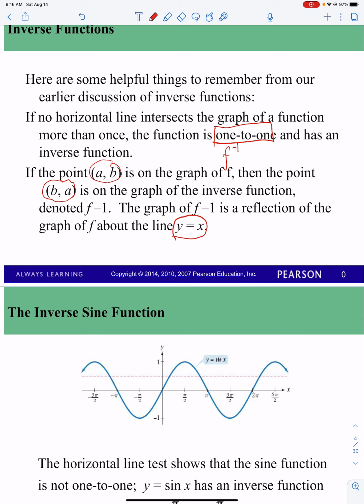And how could you graph the inverse function? It is symmetric to y equals x. This means the x, y coordinates exchange with each other. And we write it as f to the power -1. I call it f inverse. Okay.